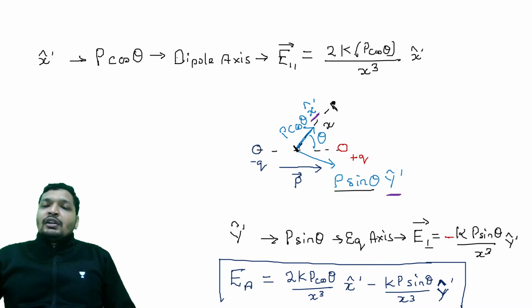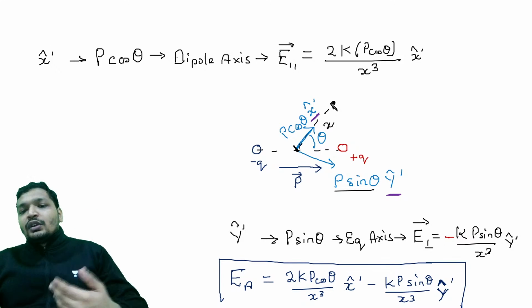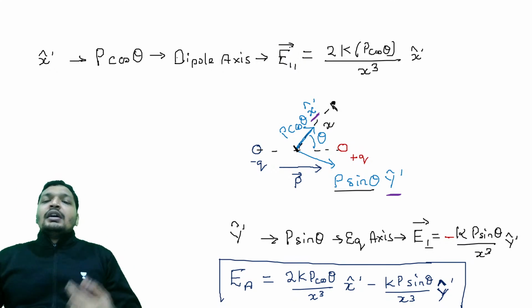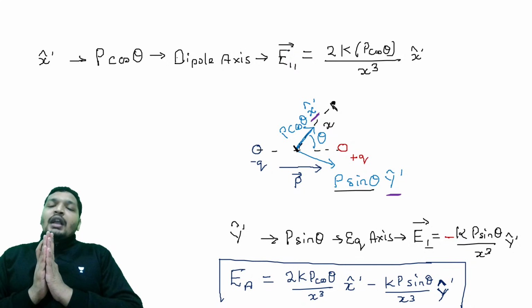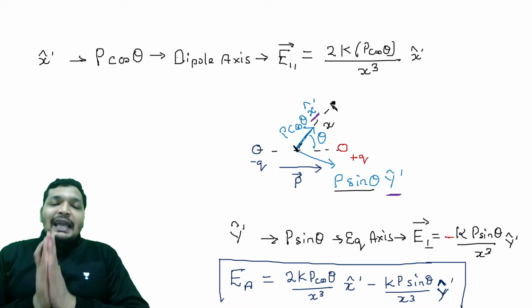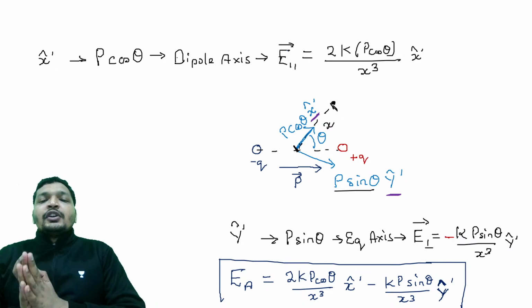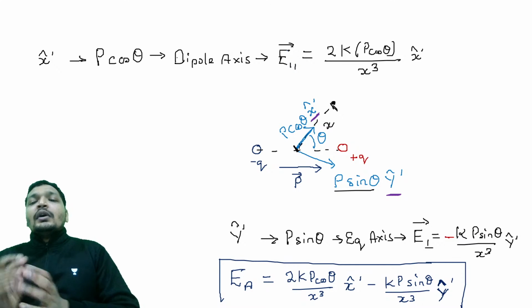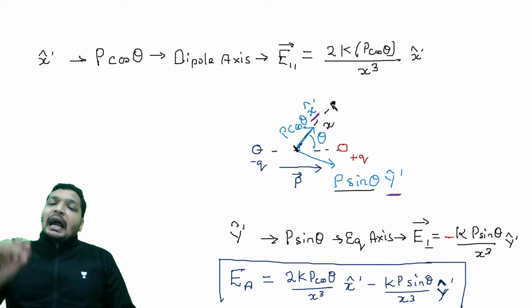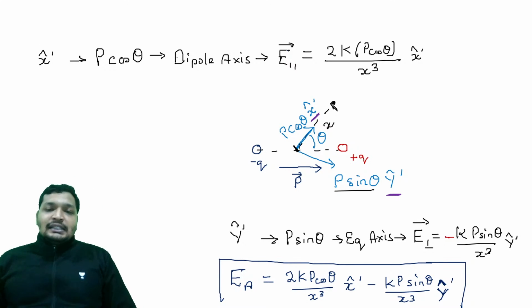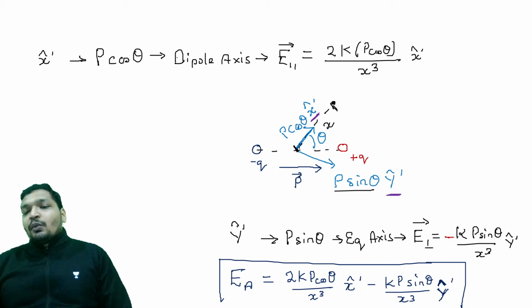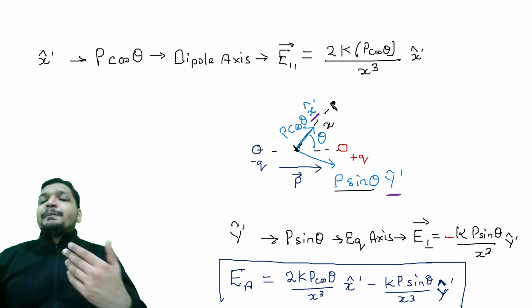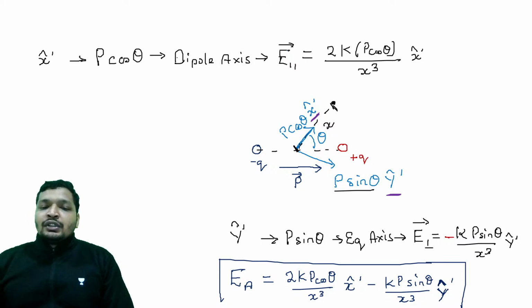Whenever you see a point on the dipole axis, what is the electric field going to be? Sorry, let me repeat it again. For any point on the dipole axis at a distance x from the dipole center, the electric field is going to be 2kp divided by x cube into p cap. Whereas at a point on the equatorial axis, that is the perpendicular axis to the dipole axis passing through the dipole center, at a distance x from the dipole center, it's going to be k into p divided by x cube into minus p cap. Okay, now you know these two things.